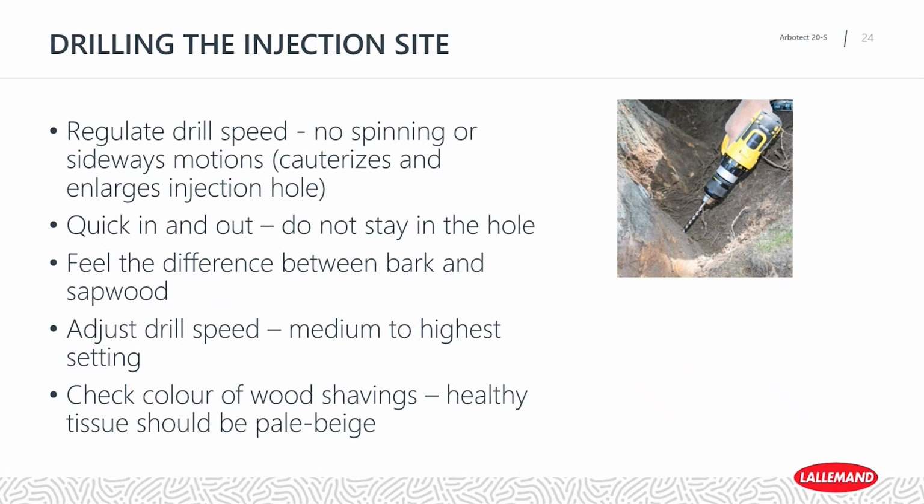Now, when it comes to drilling the injection site, we want to make sure that we're drilling in and out very quickly. We don't want to stay in the hole any longer than necessary, just to avoid cauterizing any tissues. And we're doing this at about a 90-degree angle from the surface of the flare to make sure the tee stays in the hole properly. We also want to make sure that we're checking the color of the wood shavings. So healthy tissue should be a nice pale beige in color. If we've drilled in and the wood shavings are a dark or really pale color and kind of crumbly in texture, we've likely drilled into a rot pocket and we should find a different spot.